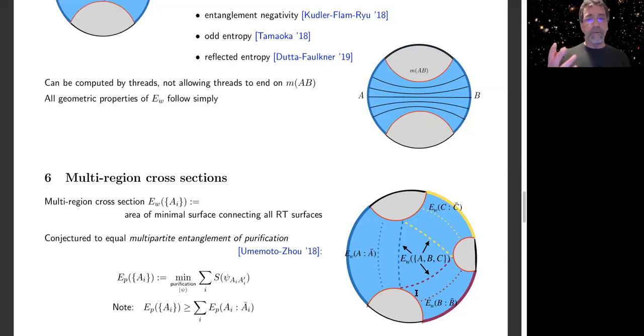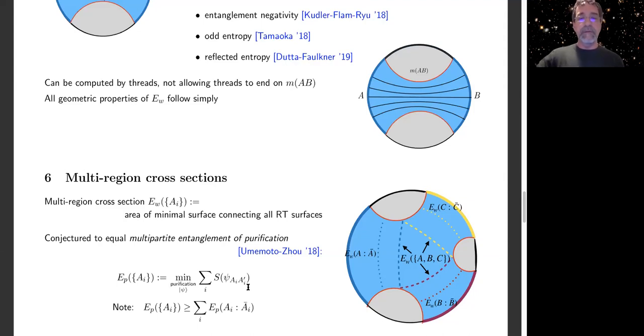So that's a reasonable geometrical quantity. There's no rule that says it has to have a meaningful dual in the field theory, but it's been conjectured that it does, and it's this quantity called the multipartite entanglement of purification. The definition is here, and it's similar to the definition of entanglement of purification if you're familiar with that.